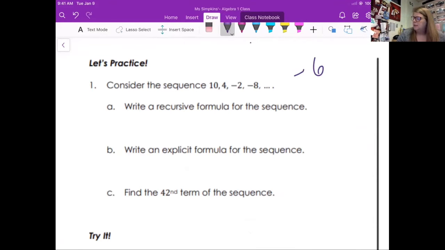-6. 10 minus 6 is 4. 4 minus 6 is -2. -2 minus 6 is -8. So for recursive, remember it's the exact same every time. The only thing that changes is at the end, I have to explain what's happening. And in this case, I'm subtracting 6. So to find any number, I have to take the previous number and subtract 6 from it.